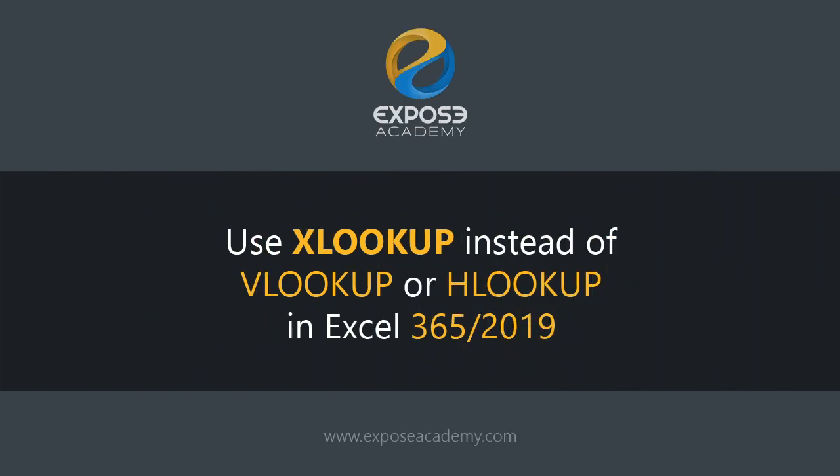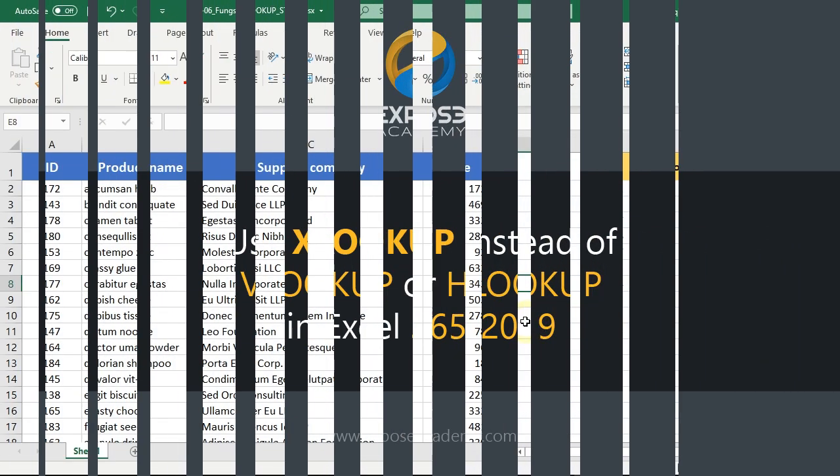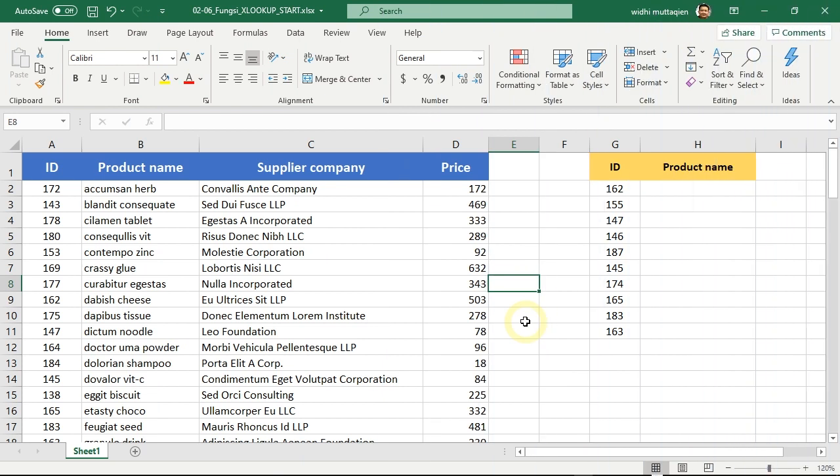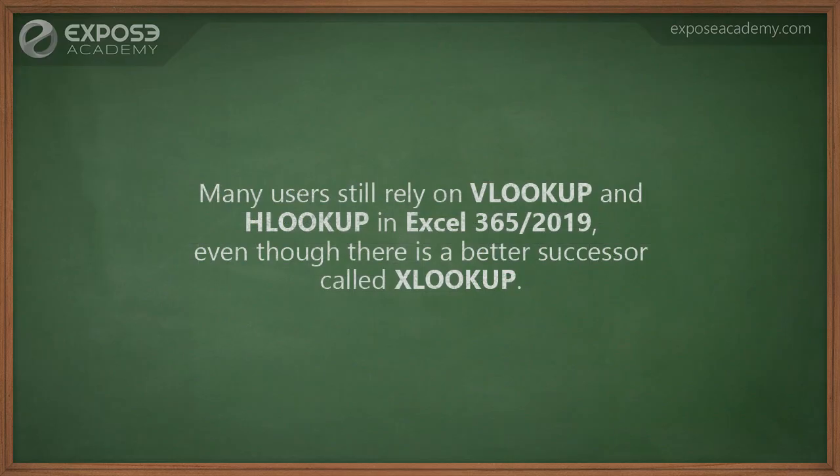In this tutorial, we are going to cover a function called XLOOKUP. The reason why I am interested in discussing this function is because a lot of users of Excel 365 and Excel 2019 are still using the old way of doing lookup, proven by the number of questions and searches using the keyword VLOOKUP and also HLOOKUP, even though currently there is a replacement function that is more sophisticated called XLOOKUP.